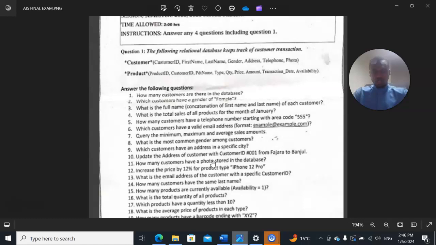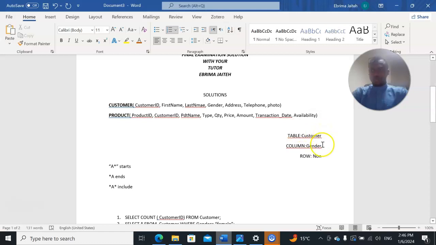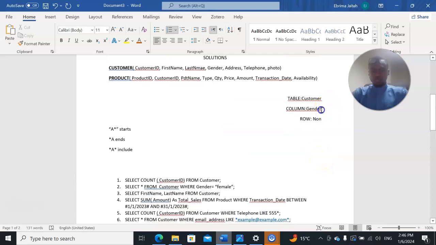Which customers have an address in a specific city? Which customers have an address in a specific city. Okay, now let's identify how many tables we have here. Still the customer table, because it says which customers. And also in a specific city, here we need city, but this city we can represent as address, because we have address in our table.